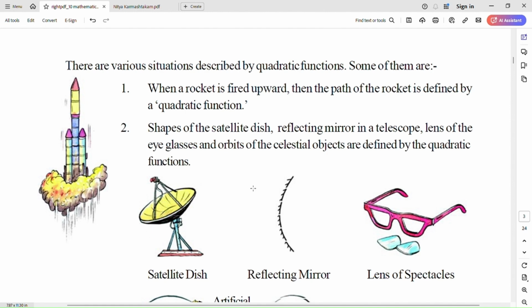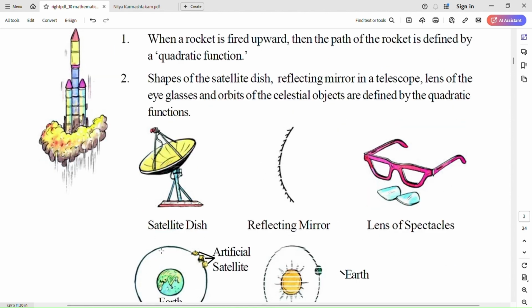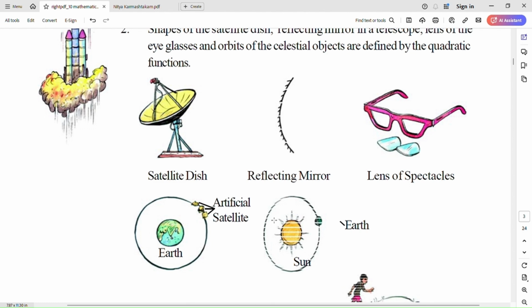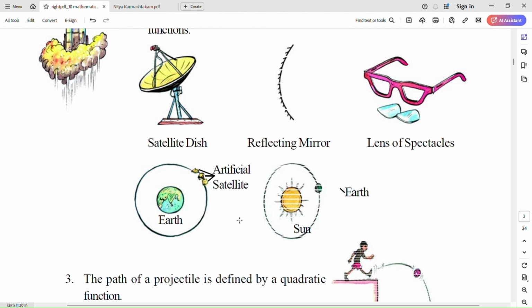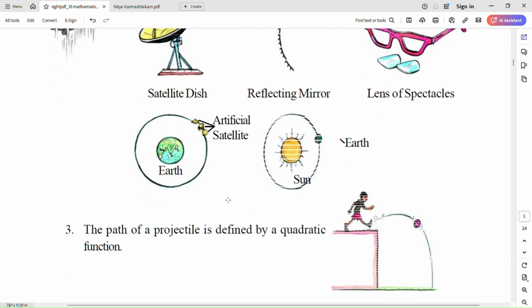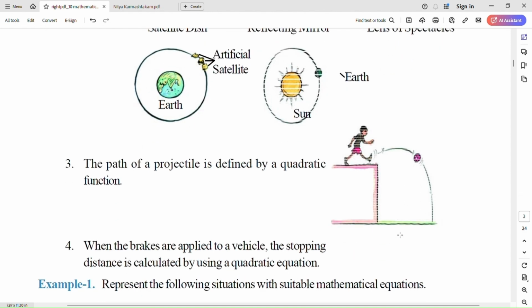Shapes of the satellite dish, you can see here, right? Curved. The reflecting mirror in a telescope, the lens of eyeglasses, and orbits of celestial objects are defined by quadratic functions. If you represent them in equations, you have to represent all of these by quadratic equations. The path of an artificial satellite or Earth's movement around the sun, these will all be represented by quadratic equations. Another obvious example, which in physics you will see, is projectile motion. Basically, you can represent it in a quadratic equation.